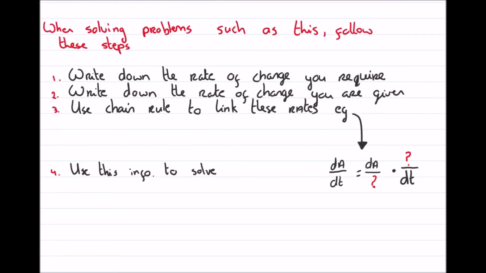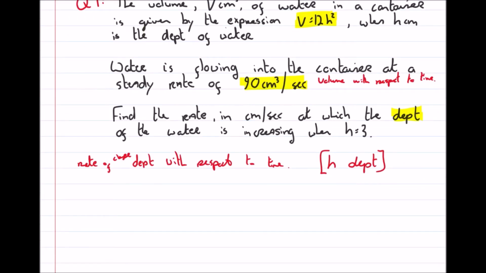Go back to this. Write down the rate of change we require. Okay, rate of change I require is the depth, which is h, with respect to time. Okay, so the rate of change at which the depth, which is shown by height, changes in respect to time, and it's the rate of change of that, so I have to differentiate it. So that's the first thing we've done.